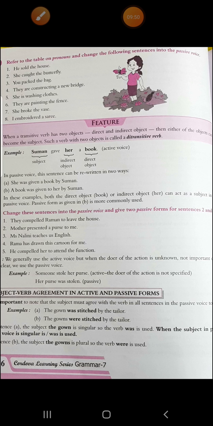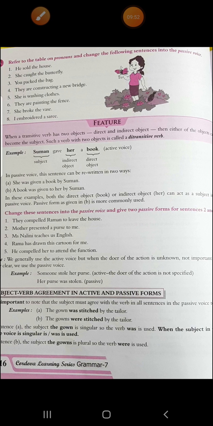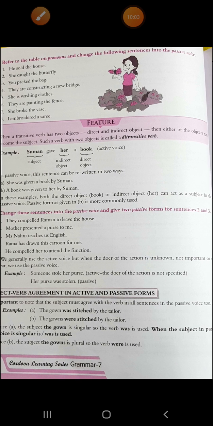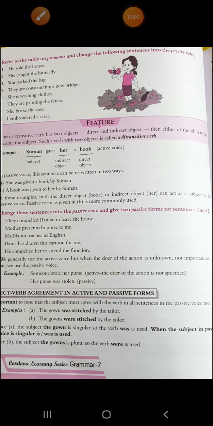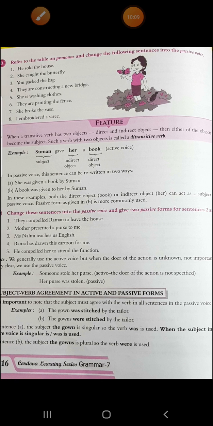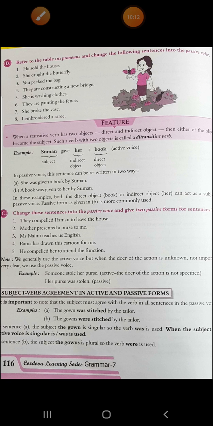Then see the sixth one. They are painting the fence. The fence is being painted by them. Yes. Seventh, she broke the vase. The vase was broken by her. Eighth, I embroidered a sari. A sari was embroidered by me. Understood it? Alright, now I will show you the answers of this exercise in written form. If you have missed something, just pause it and write the answers.